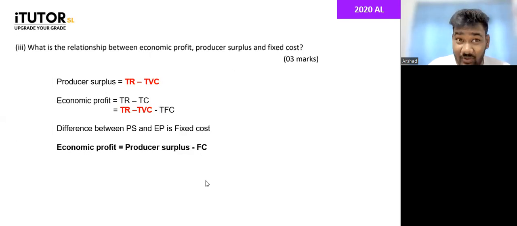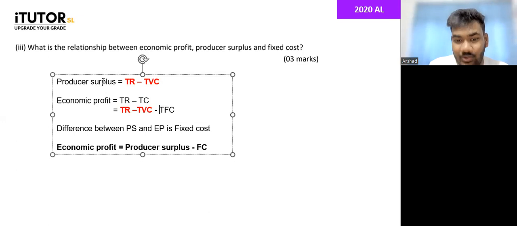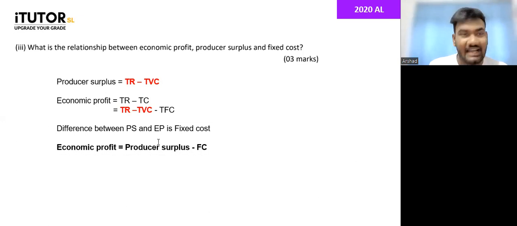Now, these equations are useful because next year they can give you calculations from this. They might not ask you to explain. They might give you some numbers: producer surplus is this much, fixed cost is this much, calculate the economic profit. They can even give you an MCQ without directly asking you to explain. Can you handle something like that? You need to write what I explained in words, and you can give the equation also.